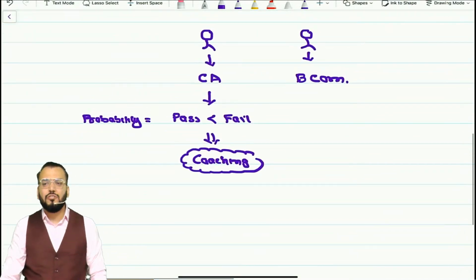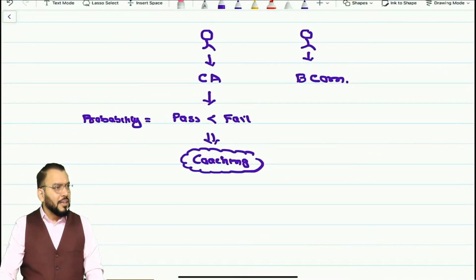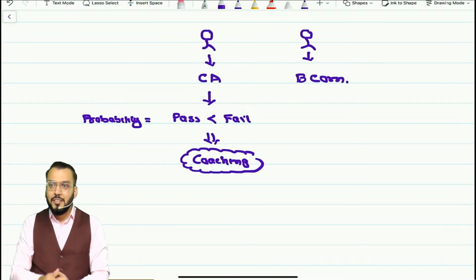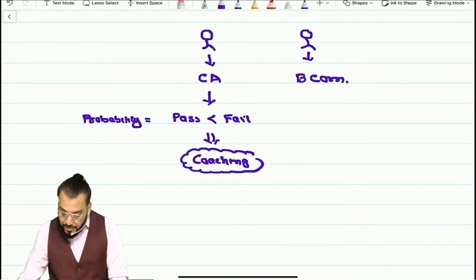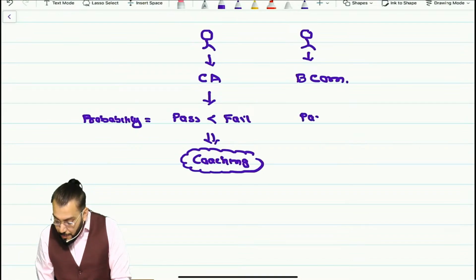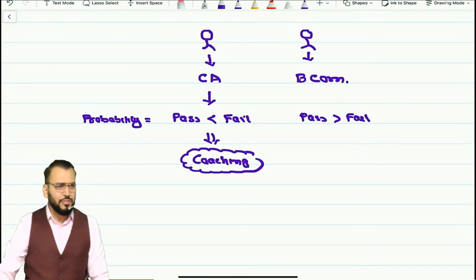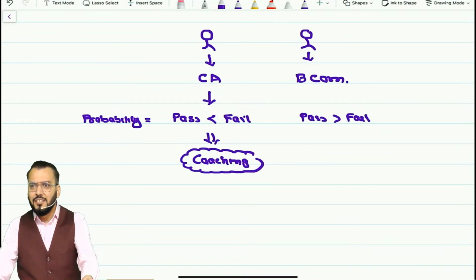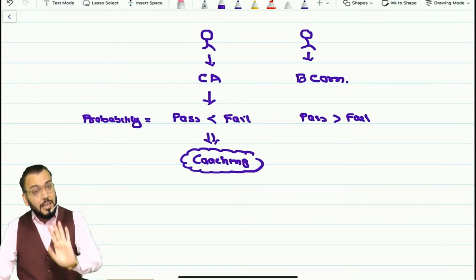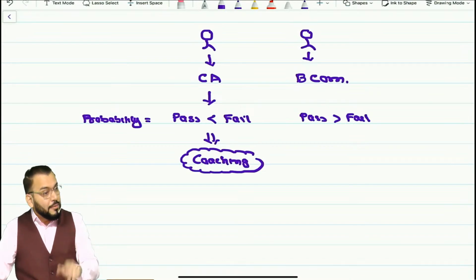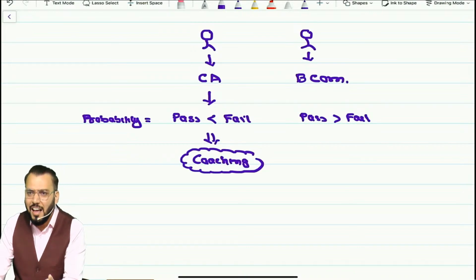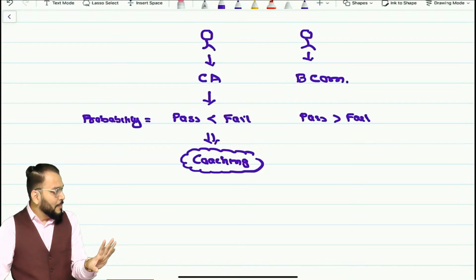But if you ask this BCom student, what is the probability of passing in the BCom exam? Just the reverse situation: now the passing percentage will be more than fail. Now it does not mean he cannot take coaching class. But normally for BCom we don't prefer coaching class. Normally those who are not doing CA will also not take coaching class, because they know that they will go and write and whatever happens they will pass. It is a fact, is it not?